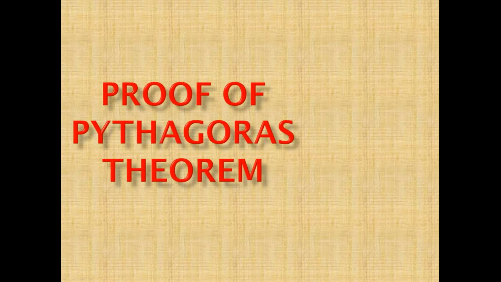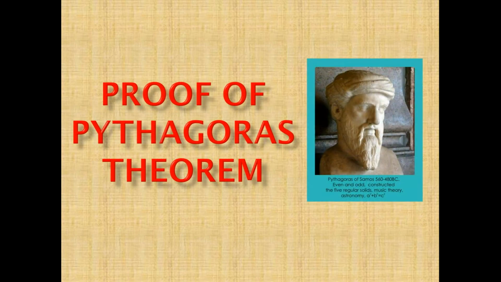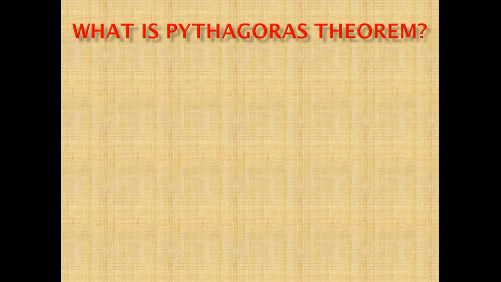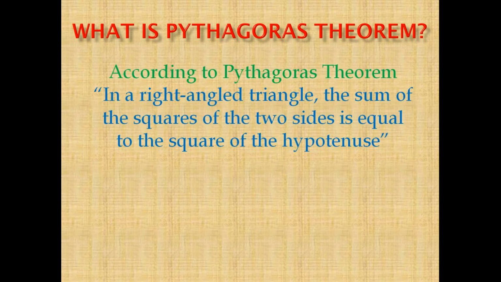Hi friends, in this video we are going to prove Pythagoras theorem by using an easy method. What is Pythagoras theorem? According to Pythagoras theorem, in a right angle triangle, the sum of the squares of the two sides is equal to the square of the hypotenuse. Remember that the sum of the squares of the two sides is equal to the square of the hypotenuse.